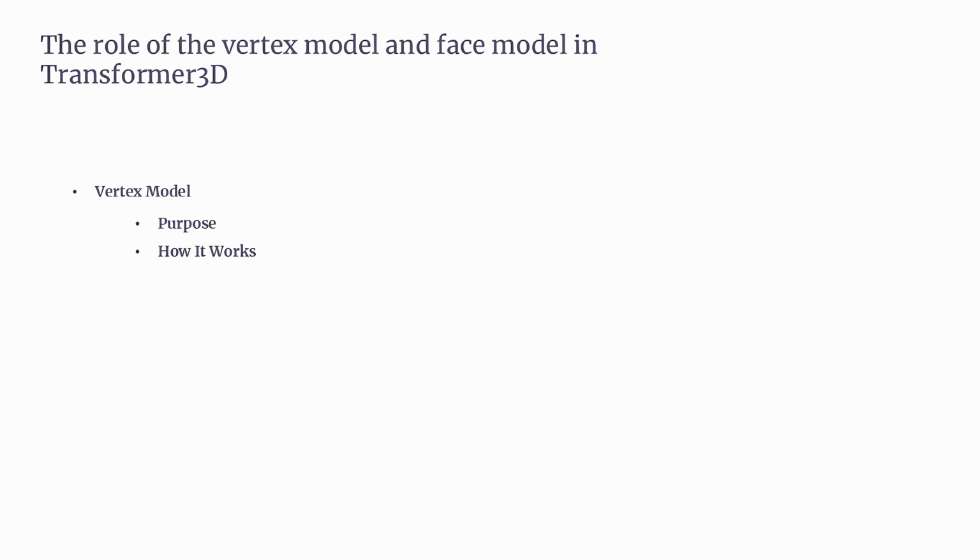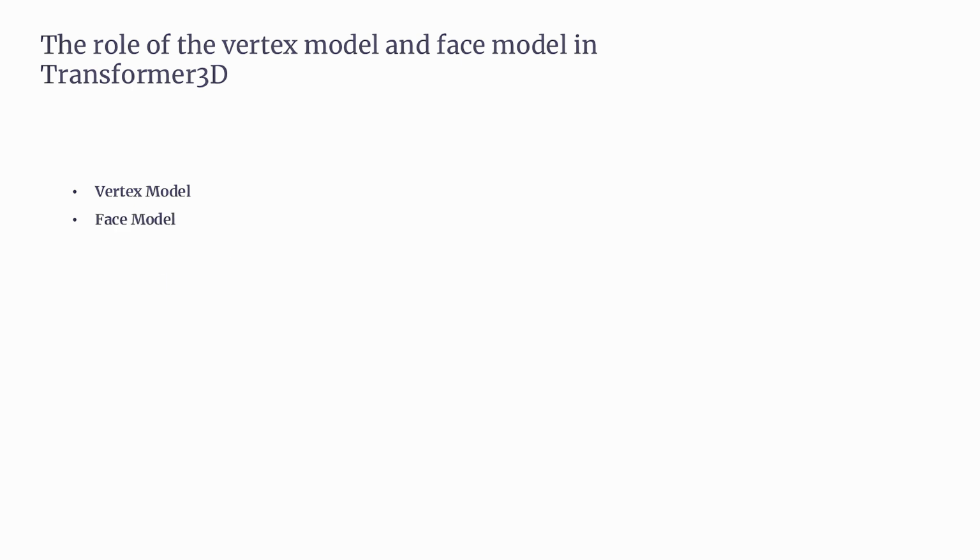2. How it works. The vertex model operates as a masked transformer decoder. What this means is that it generates the vertices one by one, considering the vertices it's already created. This allows the model to understand the relationships between the vertices and place each vertex in a contextually appropriate position based on the others. 3. Output. The output of this model is a sequence of vertices that define the spatial layout of the 3D object. By generating the vertices first, it establishes the foundational structure that the three-dimensional object will be built on.